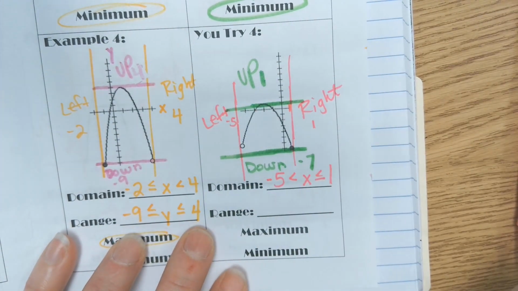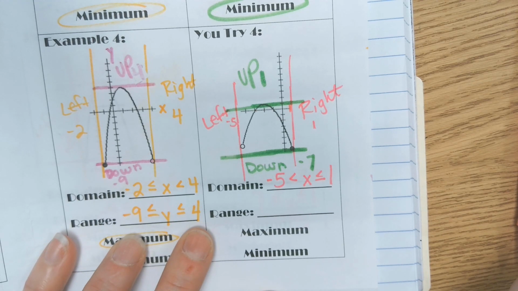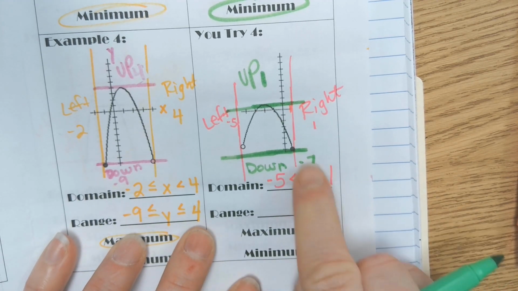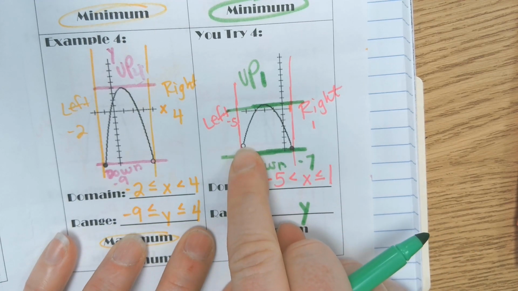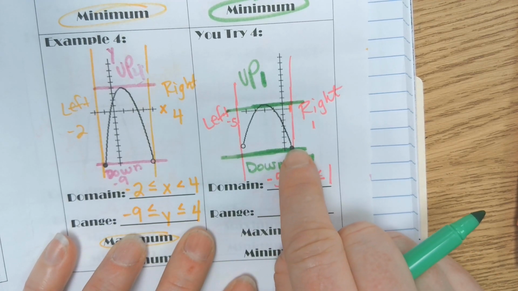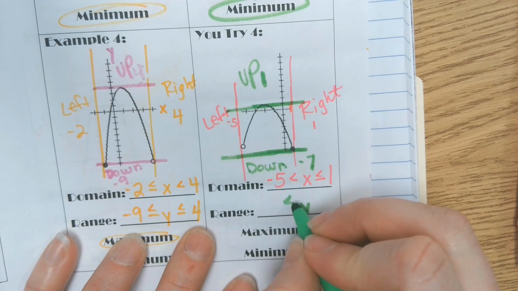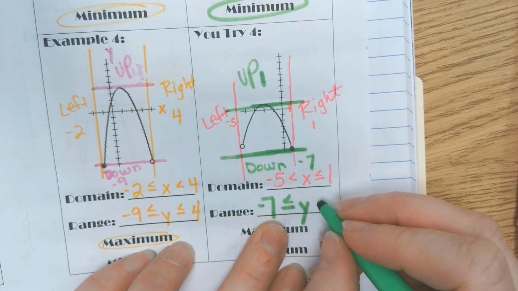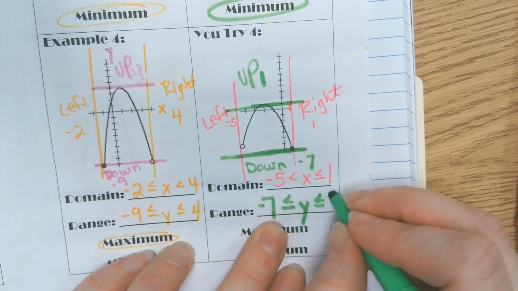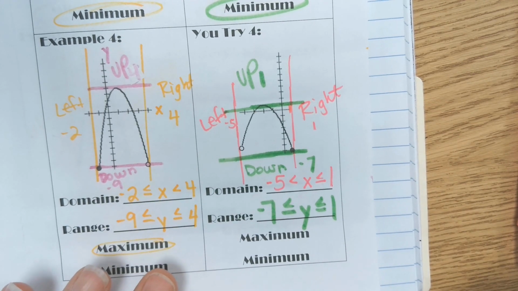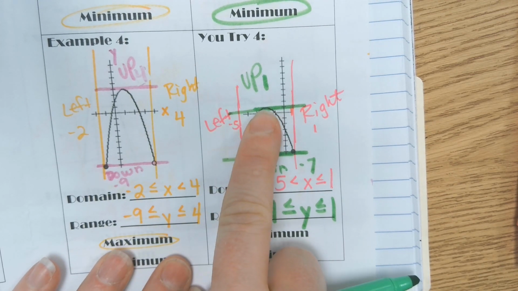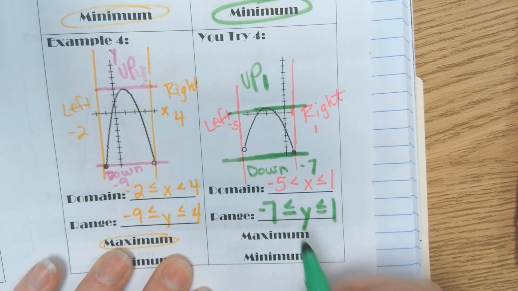And how far up? To 1. So we put y, and this is a closed dot. Even though this is an open dot, we are using the lowest, which is closed. And then it goes up to 1. And then we look at our vertex, which is that point right there. That is the highest point, so this is a maximum.